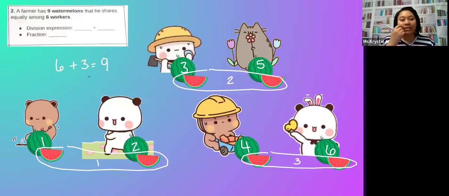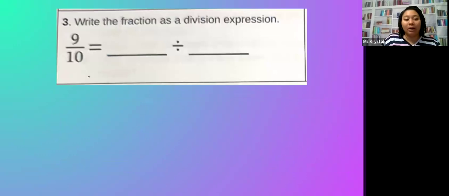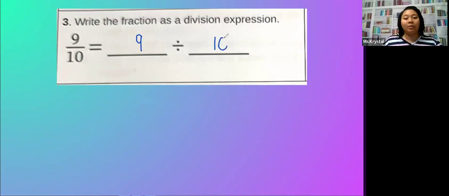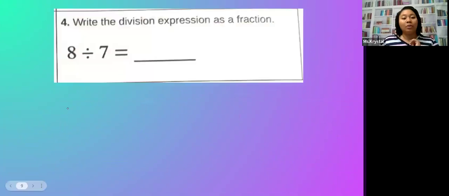All right, number 3 says write the fraction as a division problem. We're going to write it how we actually say it. And in this case, 9 divided by 10. That's what we say. That's what we write. 9 divided by 10. All right, moving on to number 4, last one on Monday.